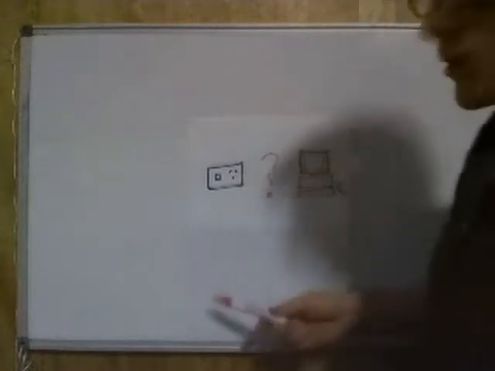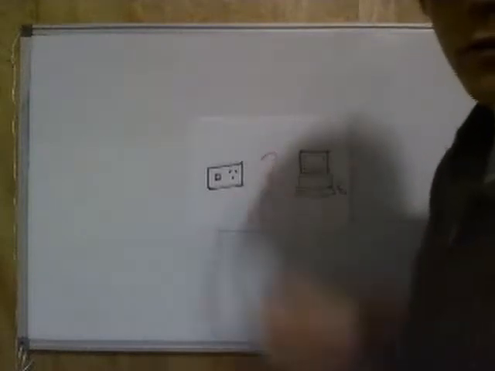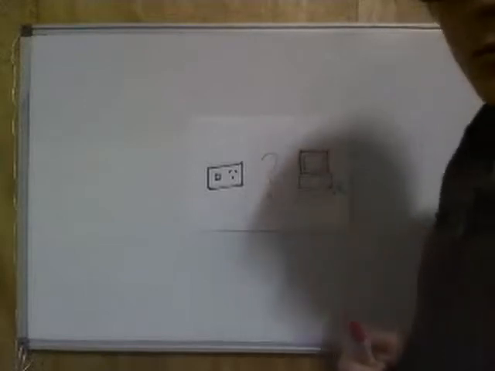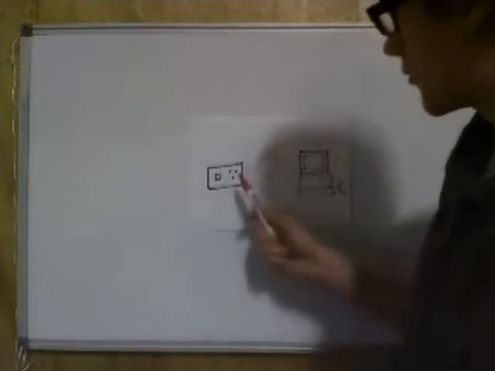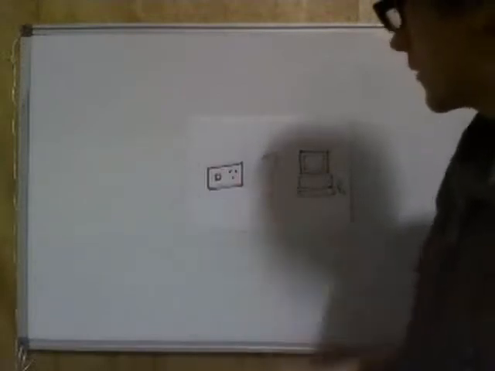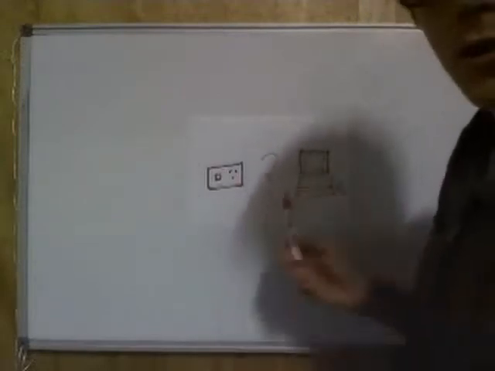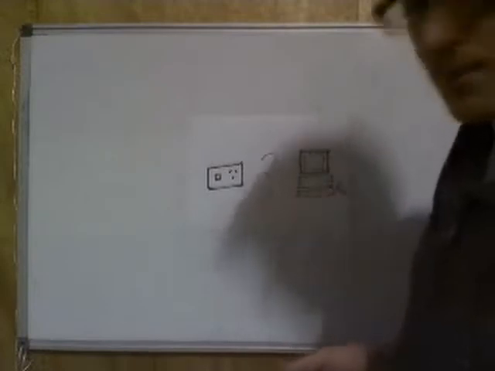Okay, so the power outlet produces power in the form of alternating current. The computer, you may know, uses a different form of electricity. It uses direct current. So how do we get between those two things? How do we convert alternating current into direct current so that it can be used by an appliance?